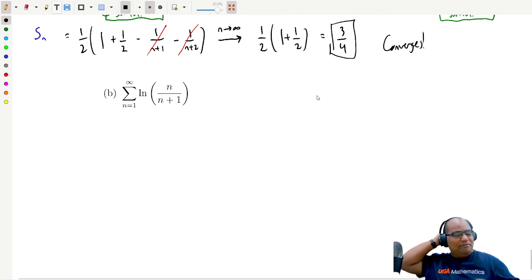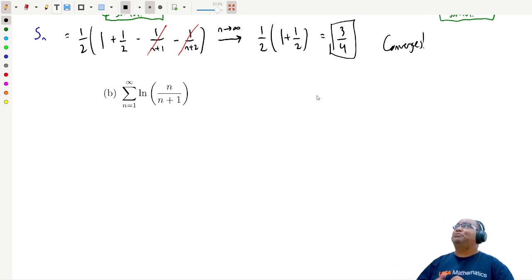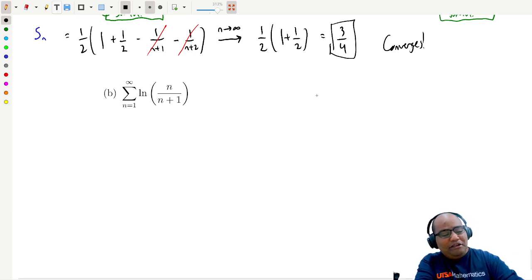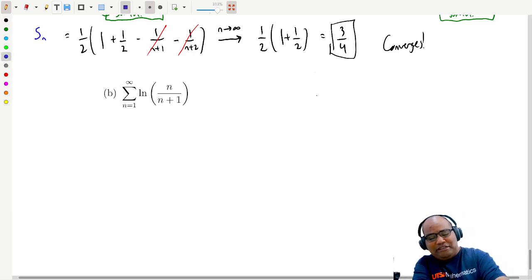We're summing log of n over n plus 1. Now of course I could probably do partial fractions here or whatever. I could do the long division, but I don't have to. See, this one collapses in a nicer way here. Remember those log properties?